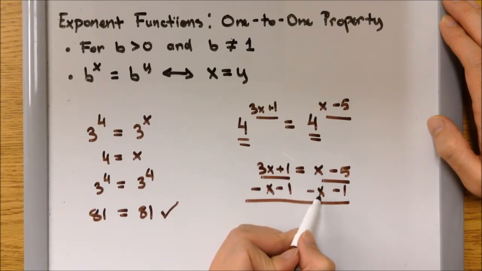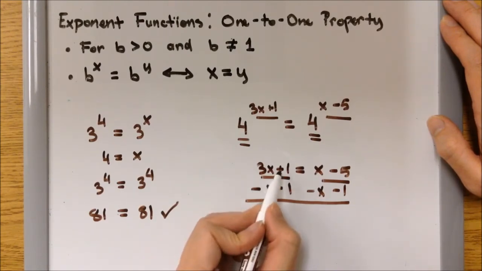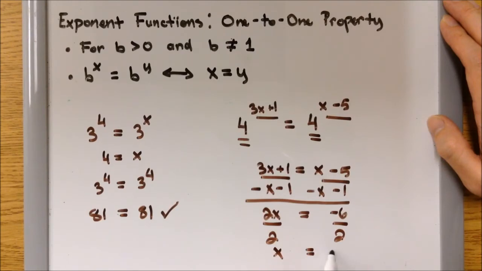X minus x will cancel, and here I'm going to have 2x. 1 minus 1 will cancel, and over here I'm going to have negative 6. So 2x equals negative 6, and I divide by 2, so therefore x equals negative 3.